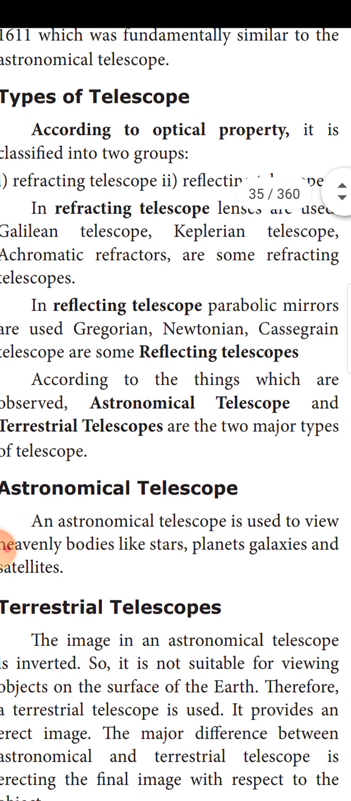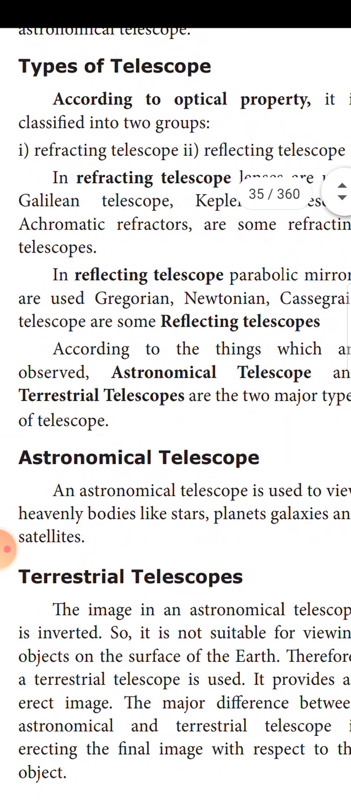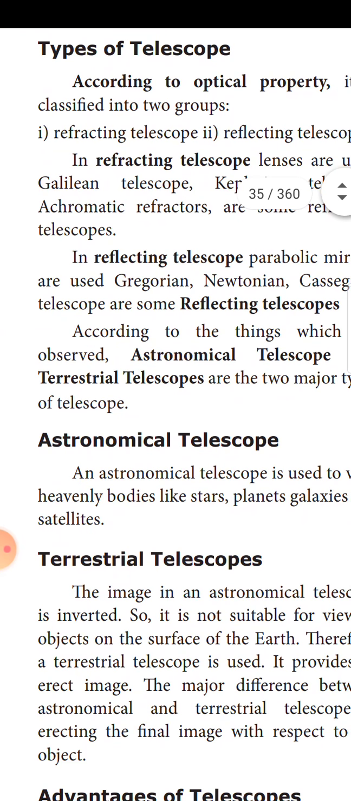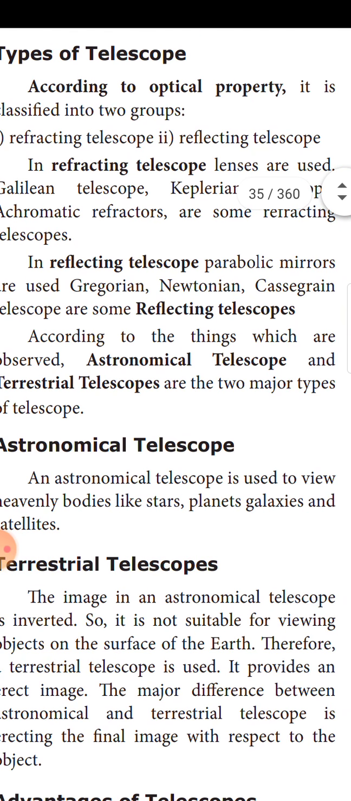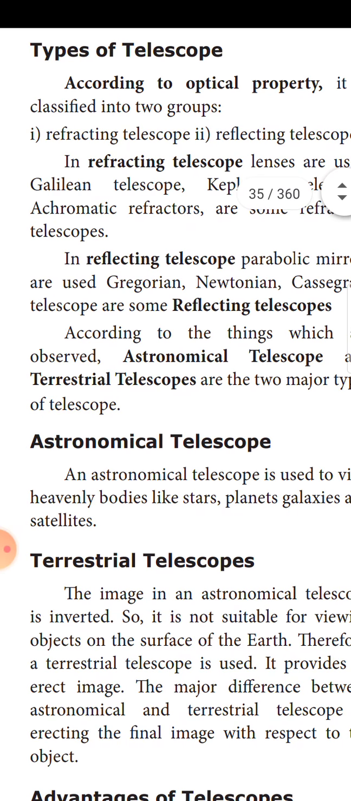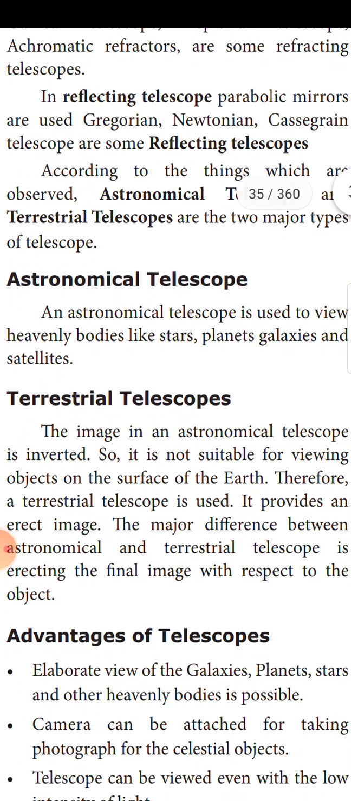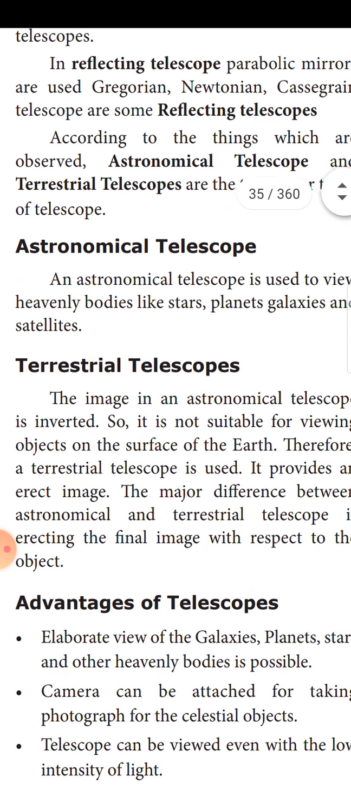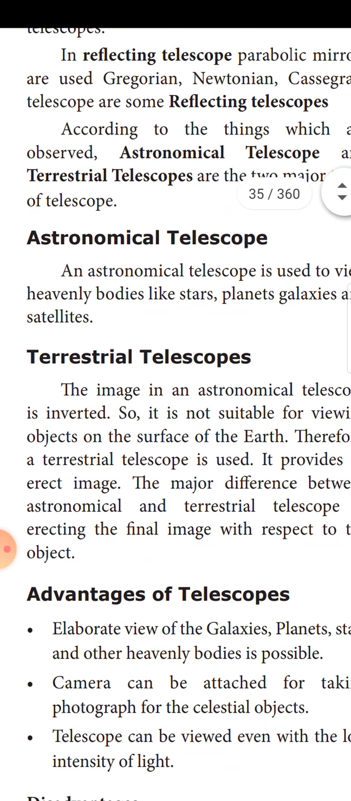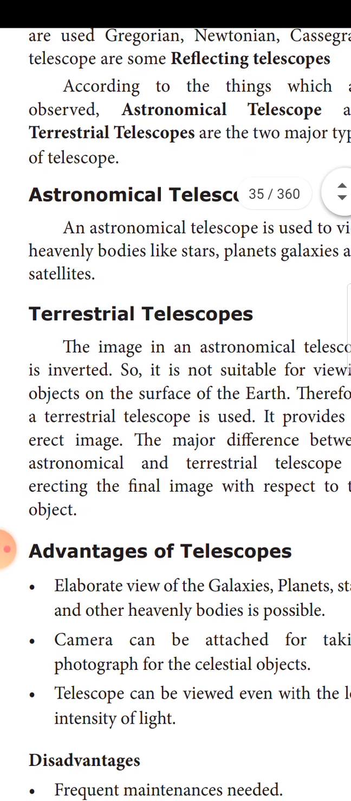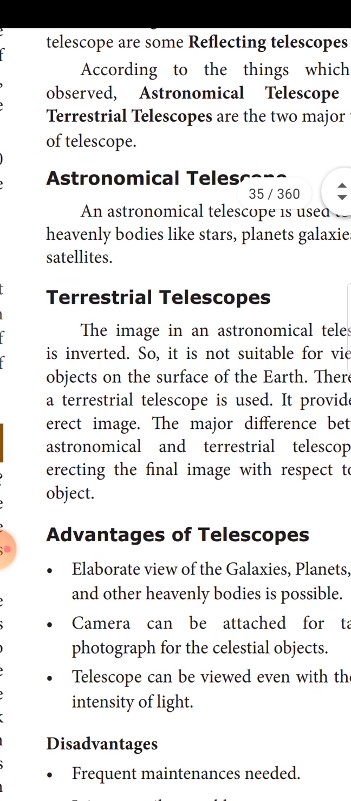In reflecting telescopes, parabolic mirrors are used. Gregorian, Newtonian, Cassegrain are examples of reflecting telescopes. According to the things which are observed, astronomical telescopes and terrestrial telescopes are two major types. An astronomical telescope is used to view heavenly bodies like stars, planets, galaxies and satellites.